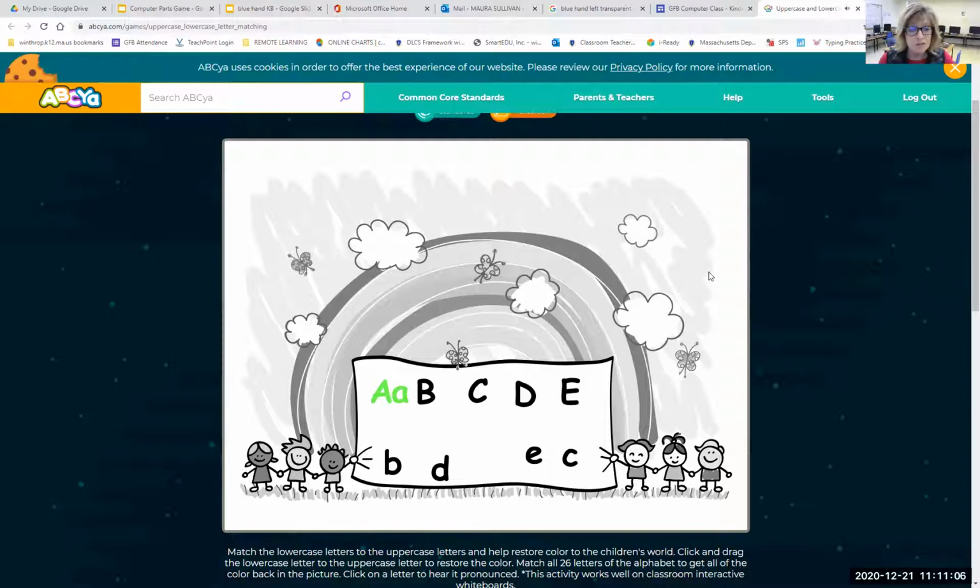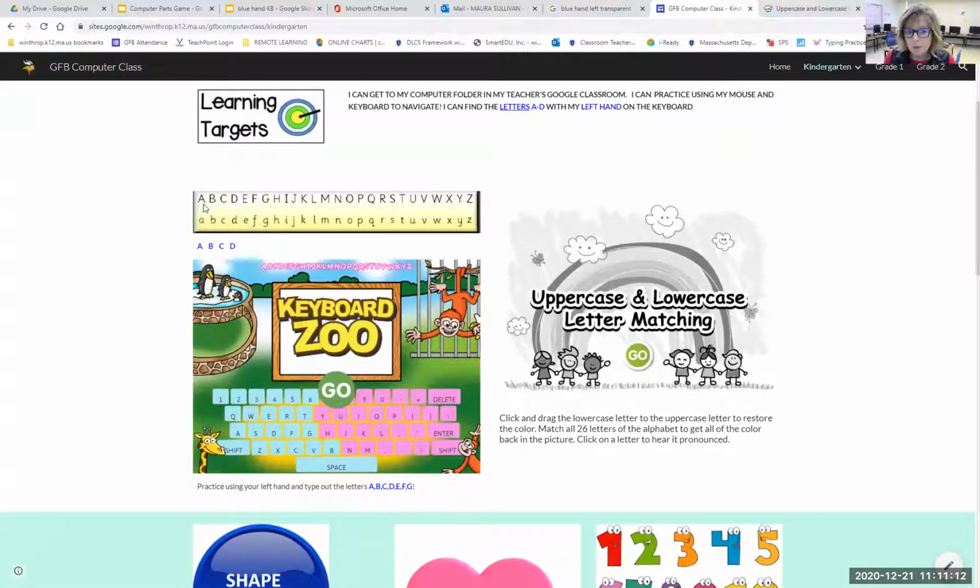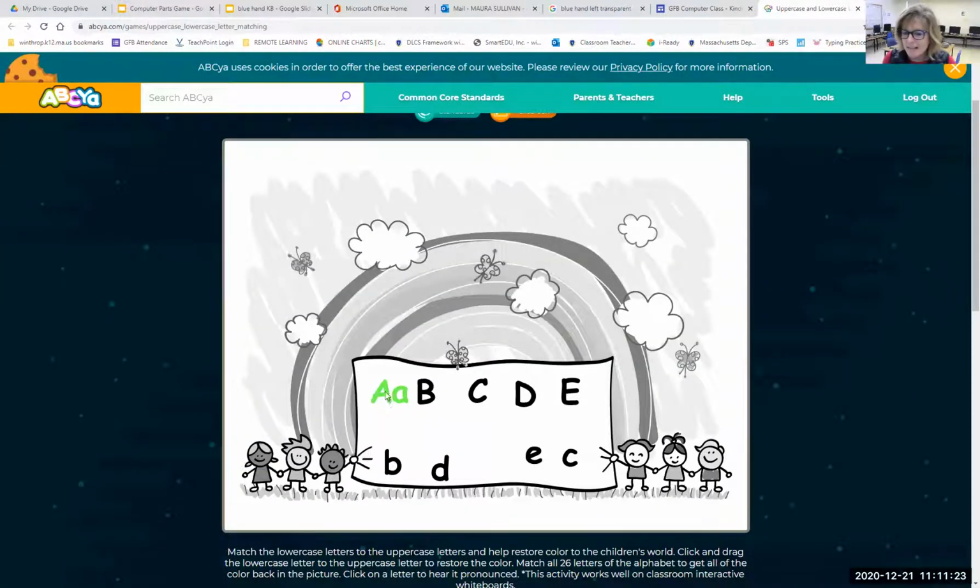So this game, boys and girls, you're going to do all the letters of the alphabet. So if you think about our alphabet strip up here, we're doing all of them. And does anyone know how many there are? If you said 26, you were right. So in this game, boys and girls, they did the A for us. I'm going to find my B.